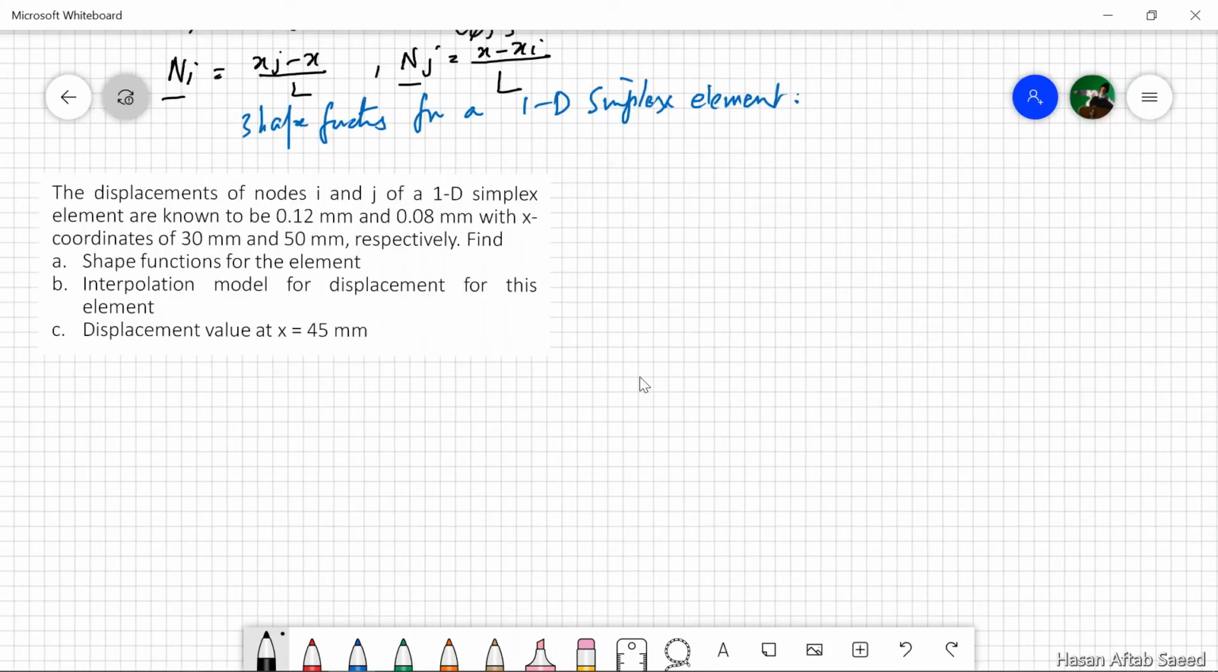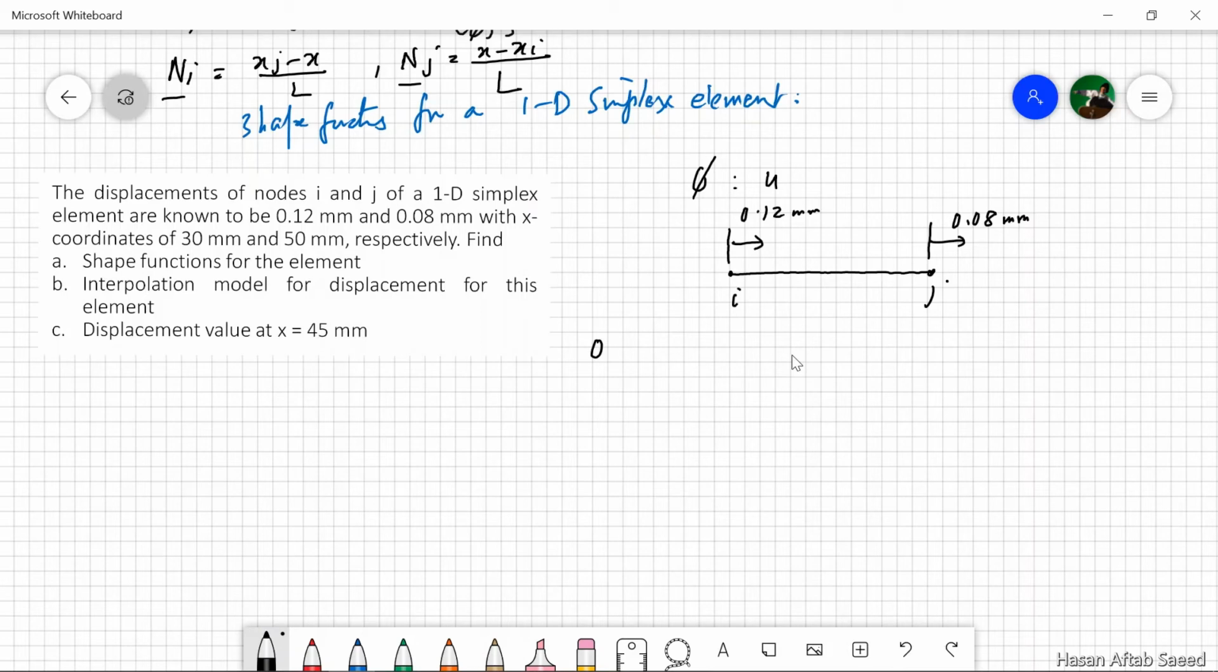Let's take up a problem now to demonstrate the utility of shape function and the displacement function. Recall that for a 1D problem, phi and u are equivalent, and we are only interested in the u component of displacement. Let's draw this schematically so that you know what we're talking about. This is the element, two nodes here, phi 1 or phi i or ui is the same thing. ui is equal to 0.12 millimeters and uj is equal to 0.08 millimeters. A little consideration will show that this element is in compression.